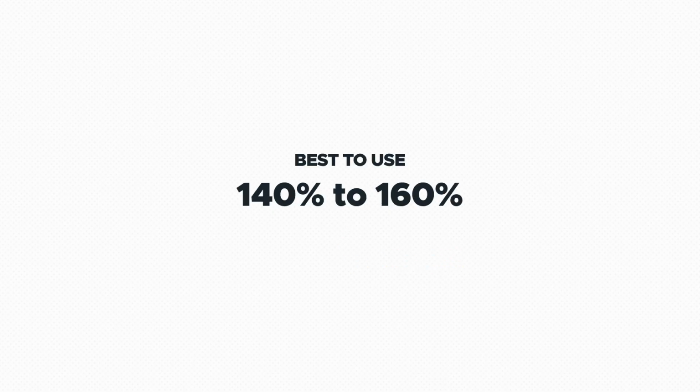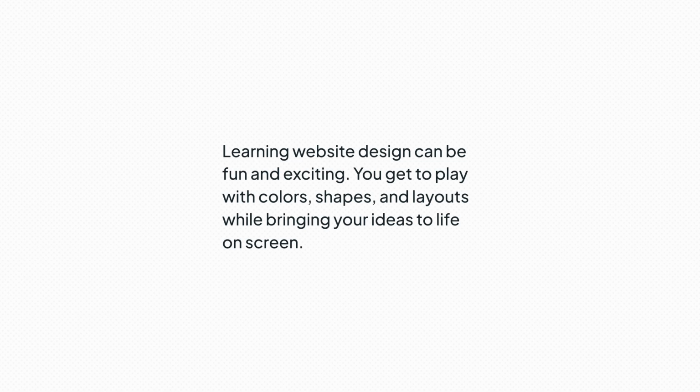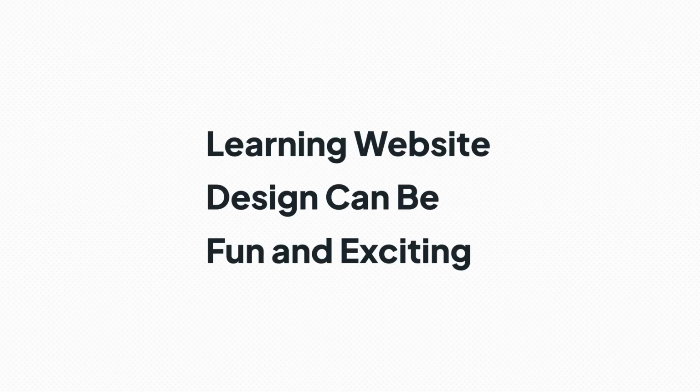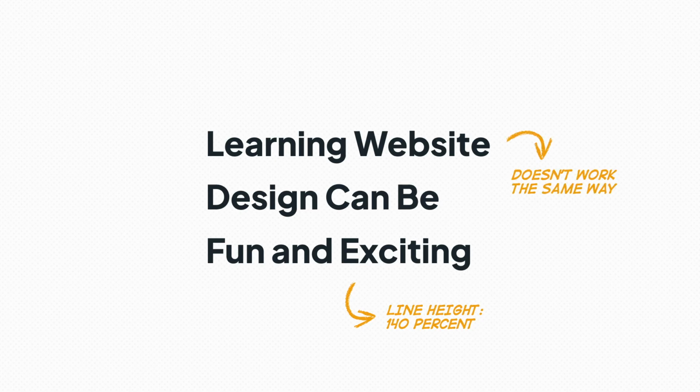Usually 140% to 160% is the best to use for small text like paragraphs, testimonials, and captions. In this example, the line height is set to 140%. However, if we do the same thing for large text like headings, it will not work the same way.